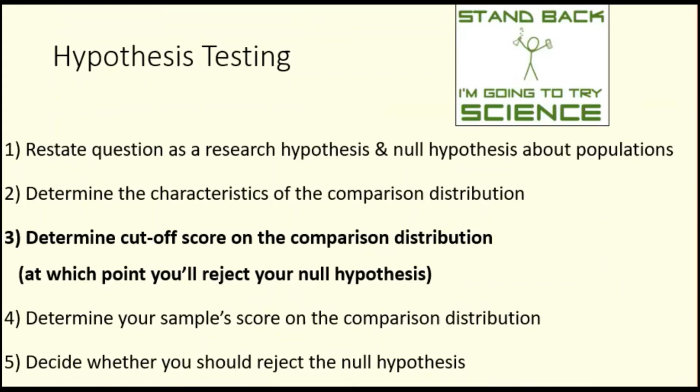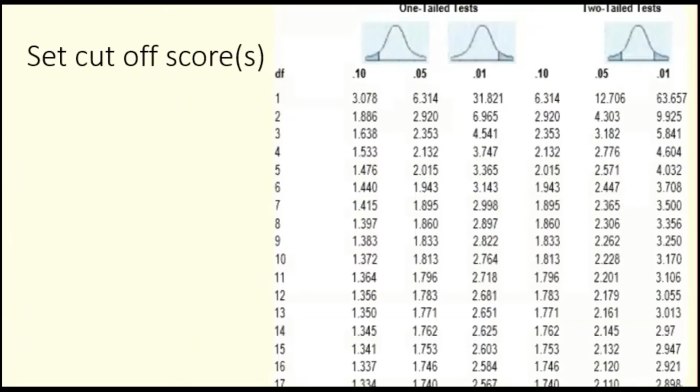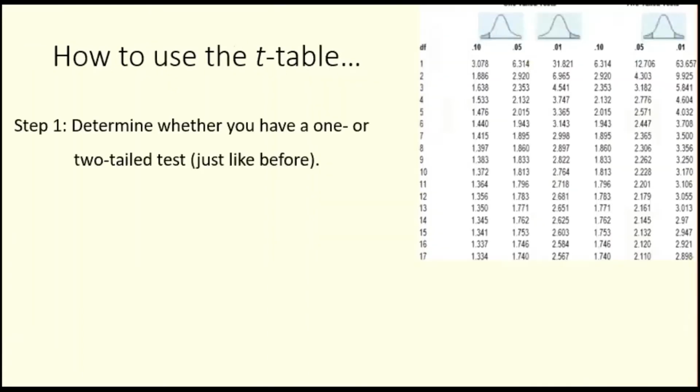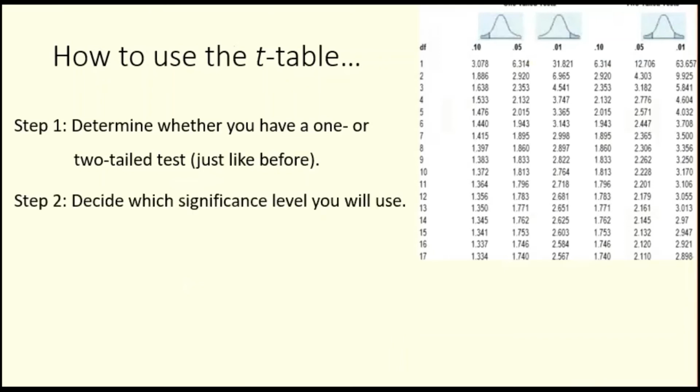And just step by step, now we're back to our main hypothesis testing steps, and we're on step 3 here. And so we've mentioned that we're going to be using a t-distribution and therefore our t-table in order to find our cutoff scores. And we're going to use this a little bit differently than when we used our z-table. And so in order to use the t-table, we first have to determine whether we have a 1 or a 2-tailed test, just like we did when we talked about our z-tests. We want to decide which significance level we'll use.